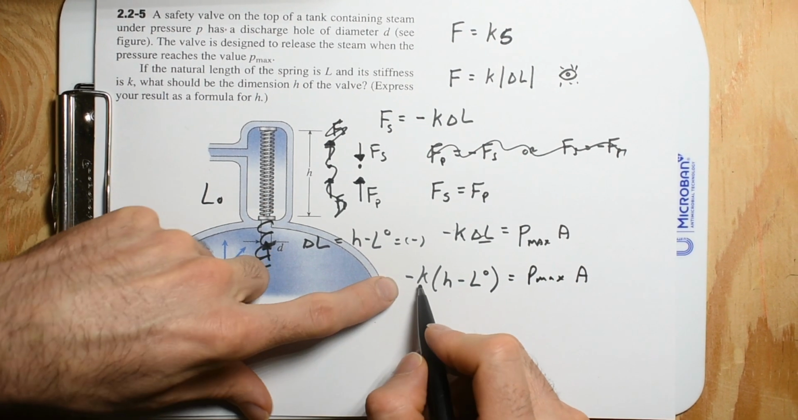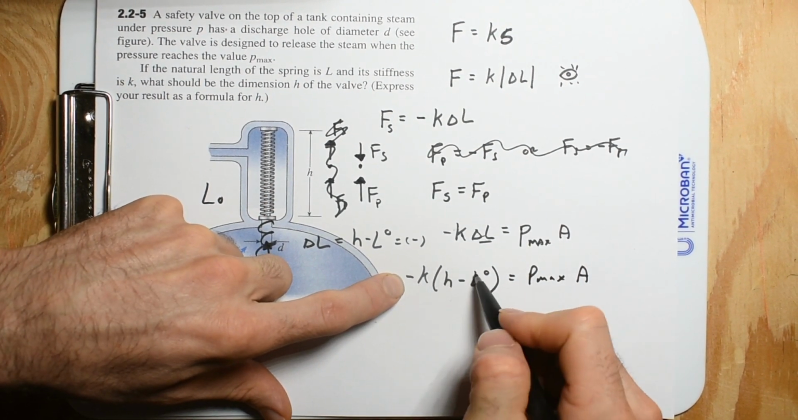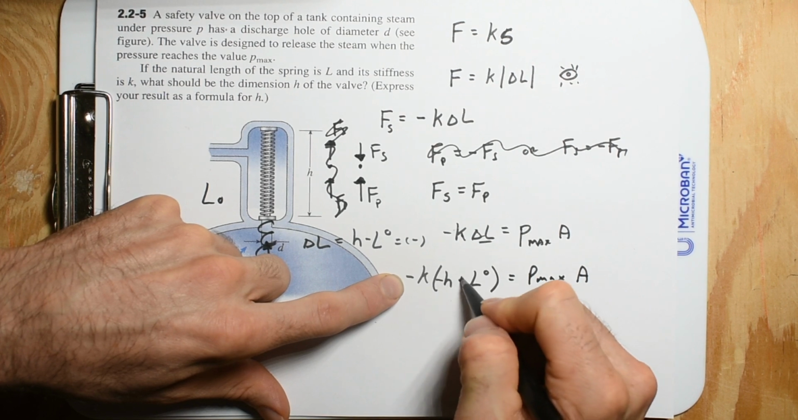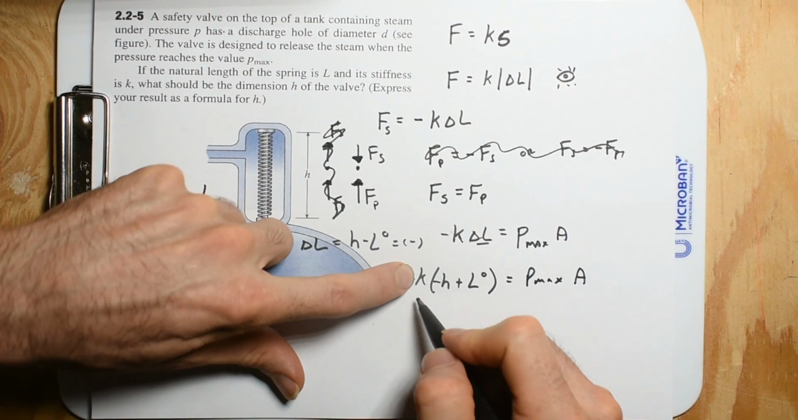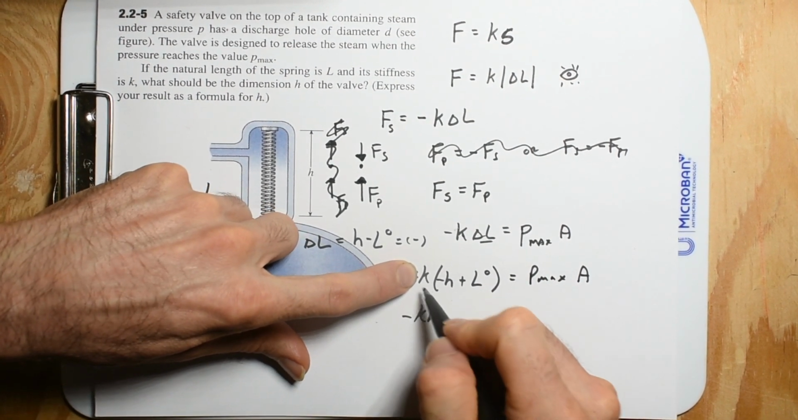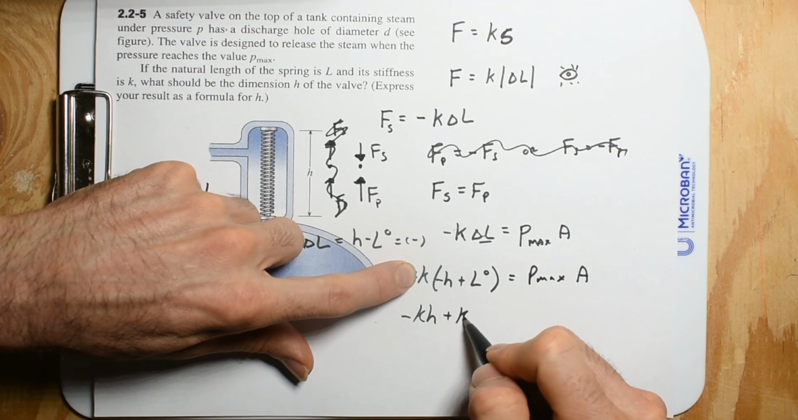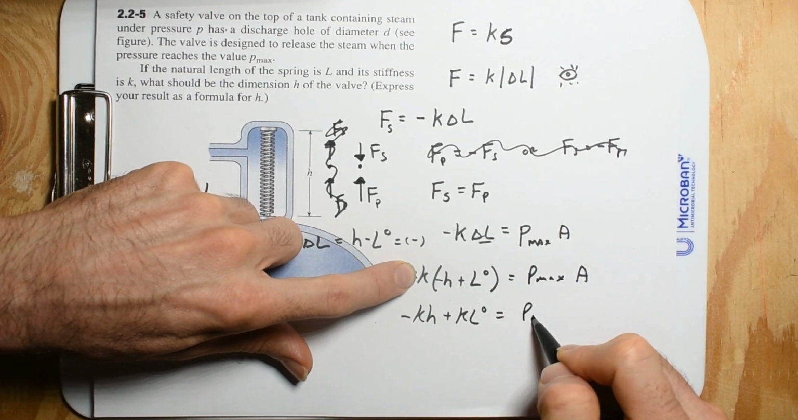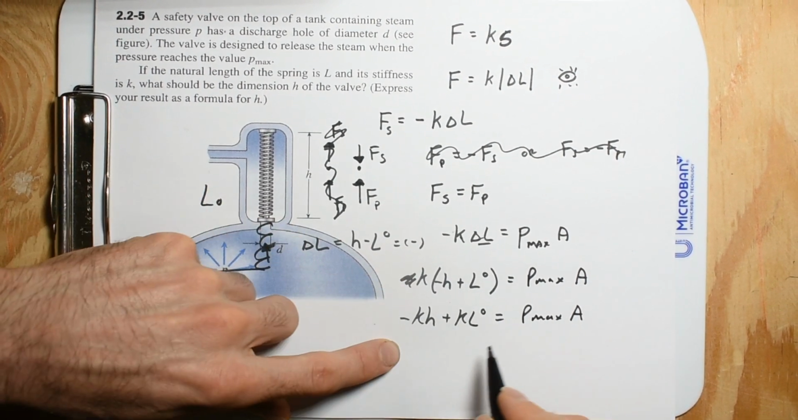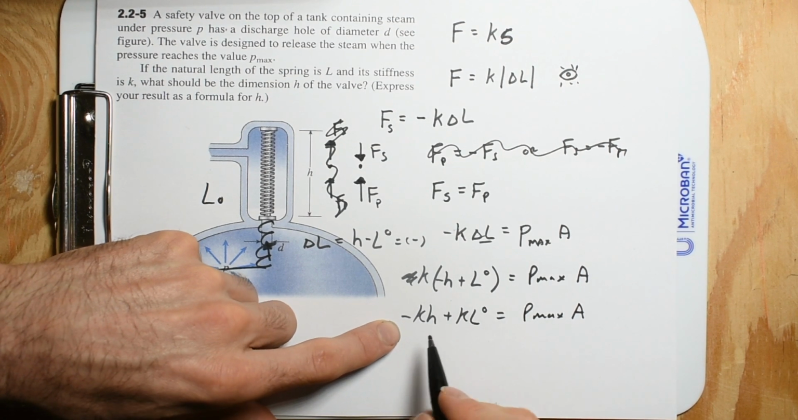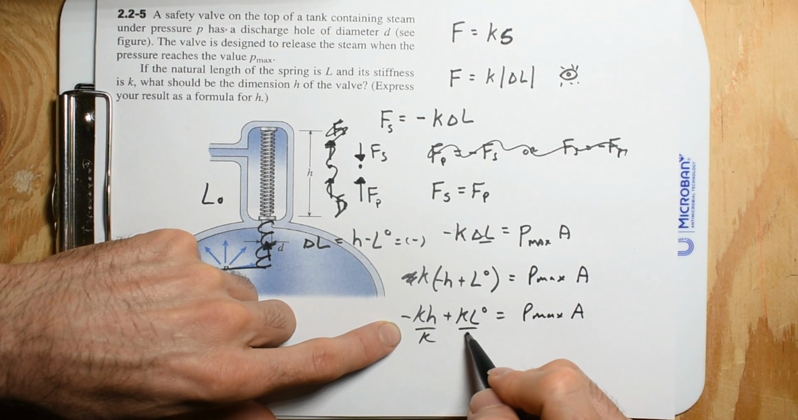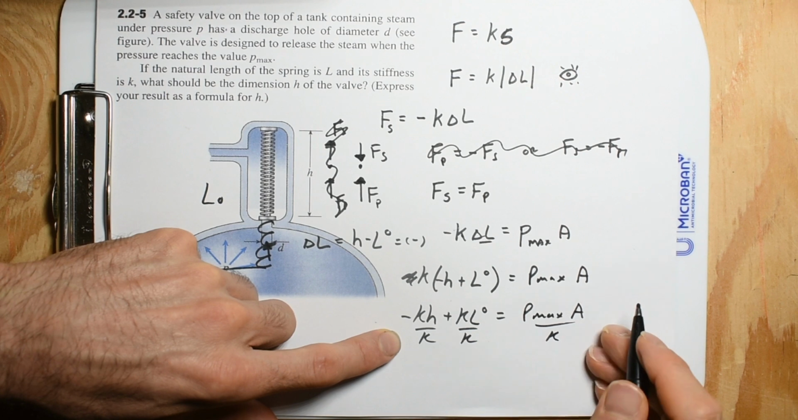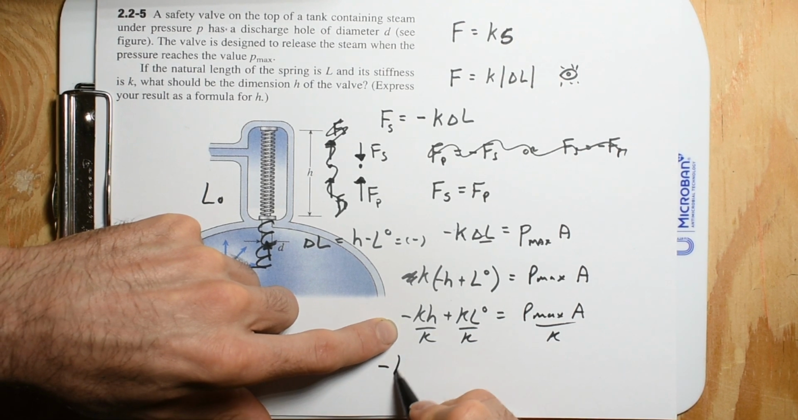So now we can factor through this negative. We can go negative positive, so that negative goes away. Now we got negative KH plus KL naught is equal to P max area. And then we can factor out a K, so we can divide everything by the spring constant. And then we get negative H.